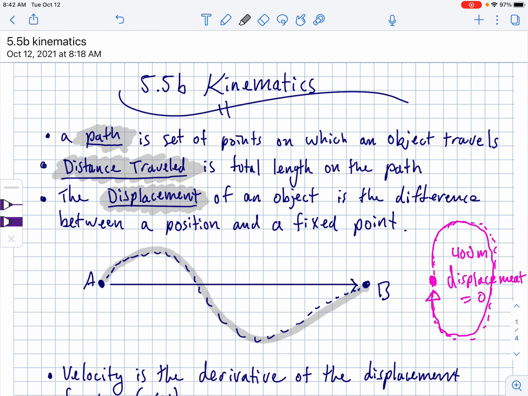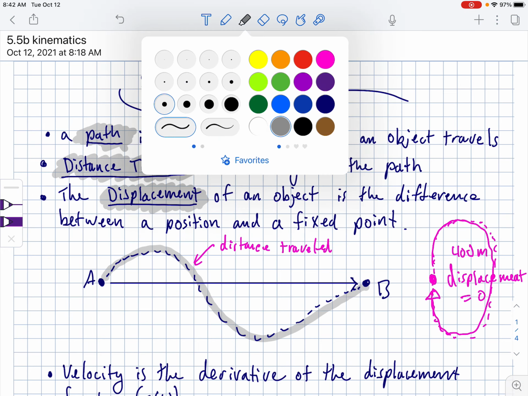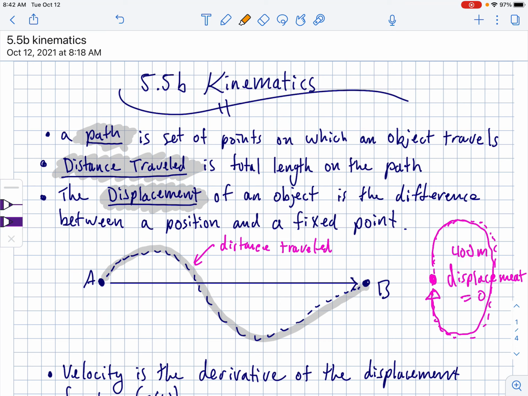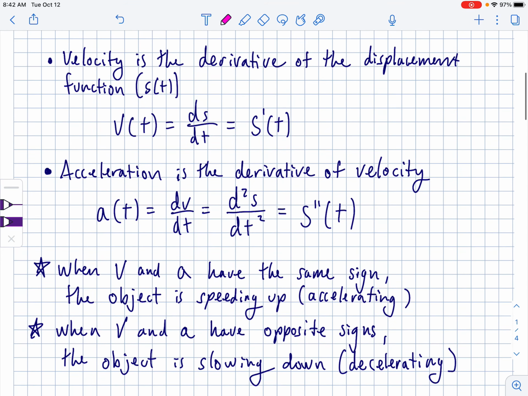So, for instance, if you have a distance traveled on this diagram between A and B, like if a particle takes this path right here, then this is the distance traveled. But if they ask the displacement of the particle from A to B, the displacement would just be a straight line between the two. So this is your displacement.